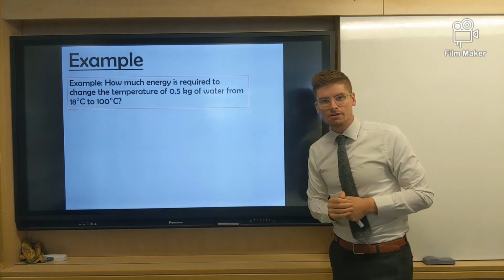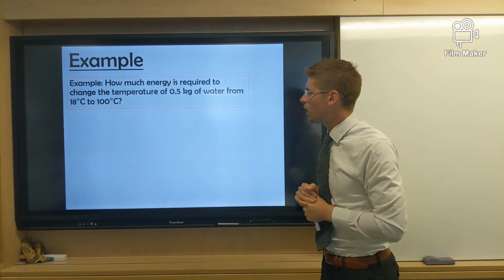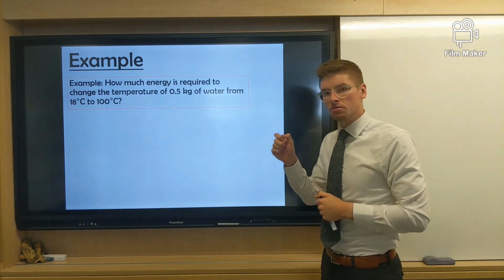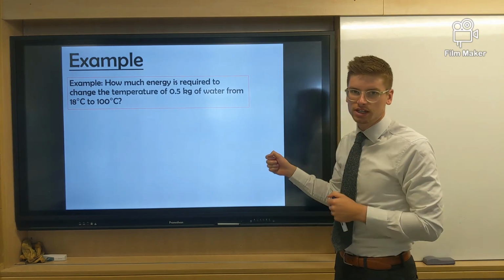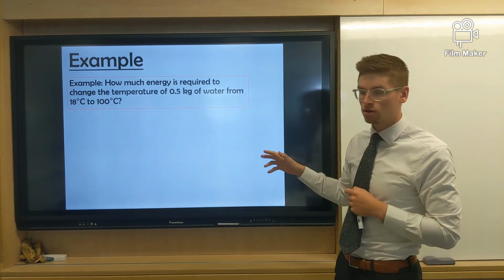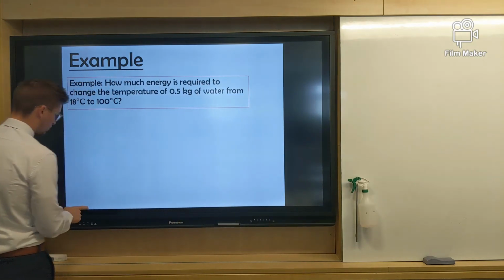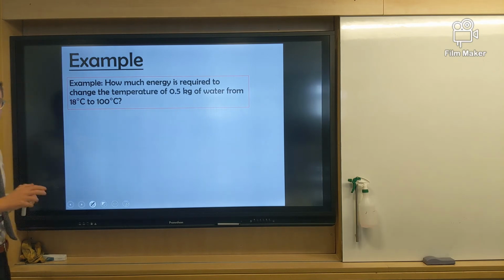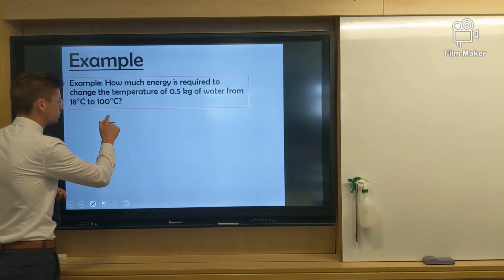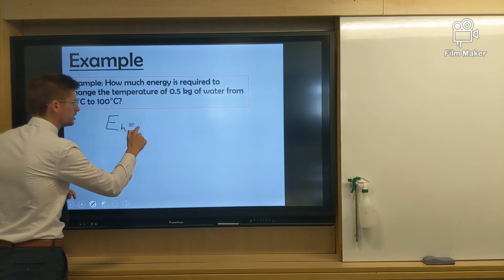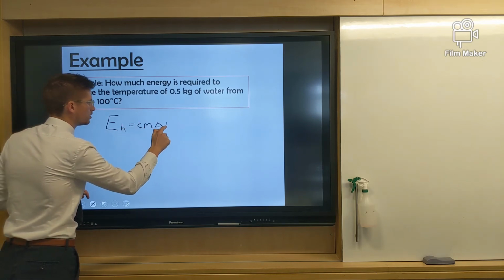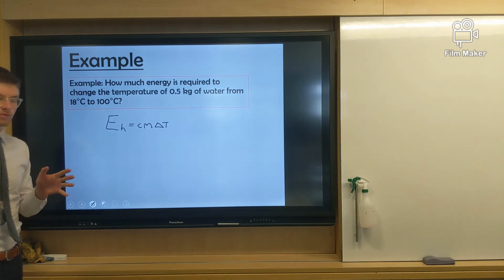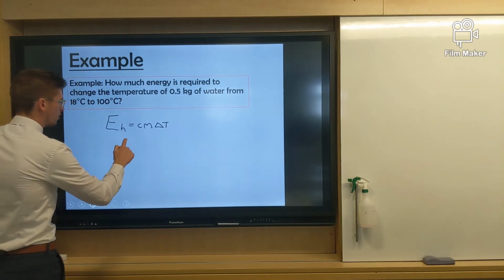So let's do an example. The example says here, how much energy is required to change the temperature of 0.5 kilograms of water from 18 degrees Celsius to 100 degrees Celsius. Okay, so let's do this on the board. And let's see if this works. Yes, it does. And let's do it in black. Right, so let's put the equation in. EH equals Cm delta T. Okay?